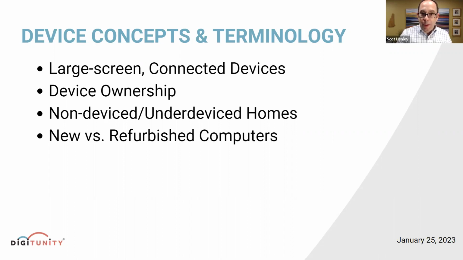New versus refurbished. So digital equity requires that the right device is available where and when it is needed and tailored to the intended use. So that means that a range of solutions needs to be available for the wide array of constituents and intended uses in a community. Most importantly is device quality.